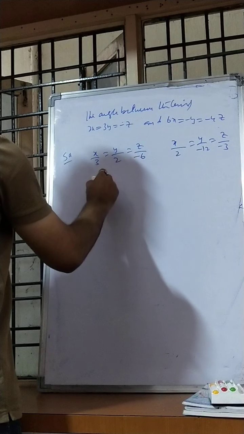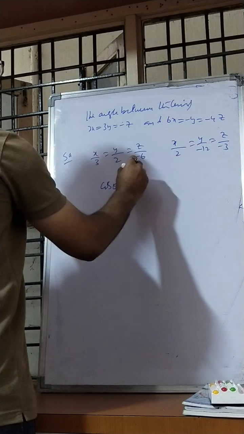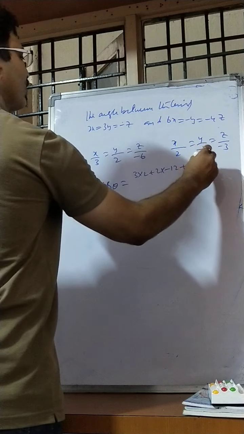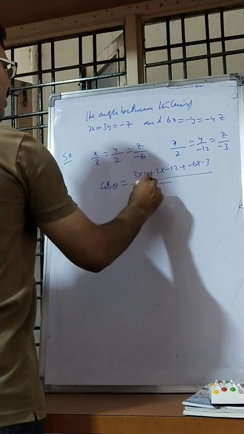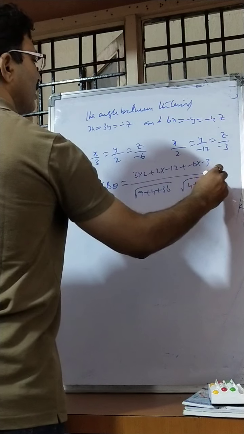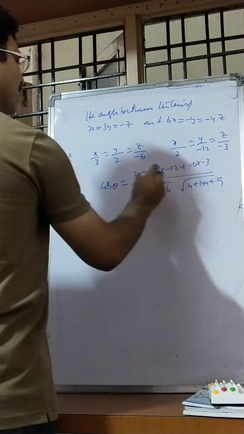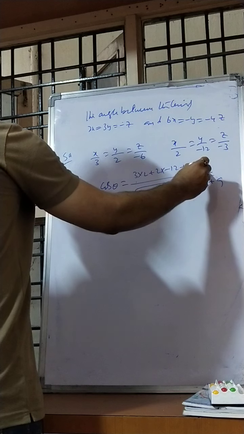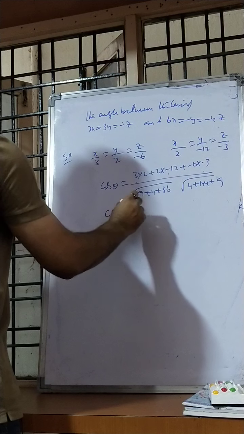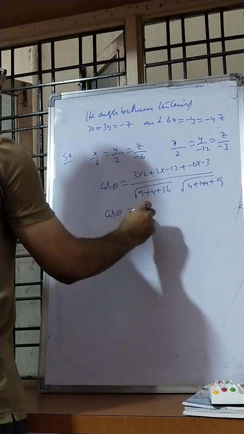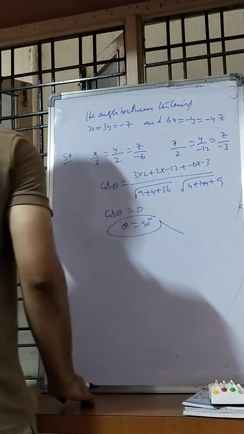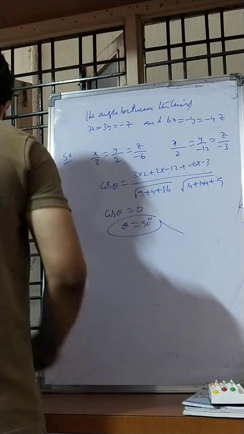So like this. Now cos theta, what is the angle between them, is 3 into 2 plus 2 into minus 12 plus minus 6 into minus 3, under root of 9 plus 4 plus 36, under root of 4 plus 144 plus 9. You see here 6, 18. 18 plus 6, 24, this 24, 0. So cos theta is equal to 0. Theta is equal to how much? 90 degrees. Got it or not? Yes. You see, once again. Right, sir? Now the next one.